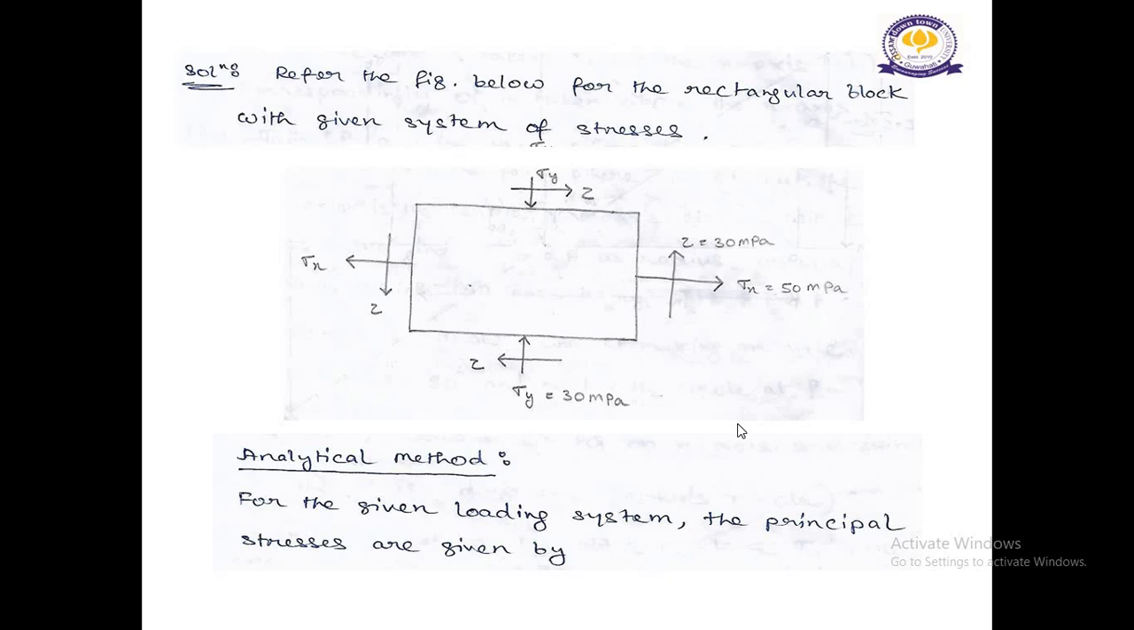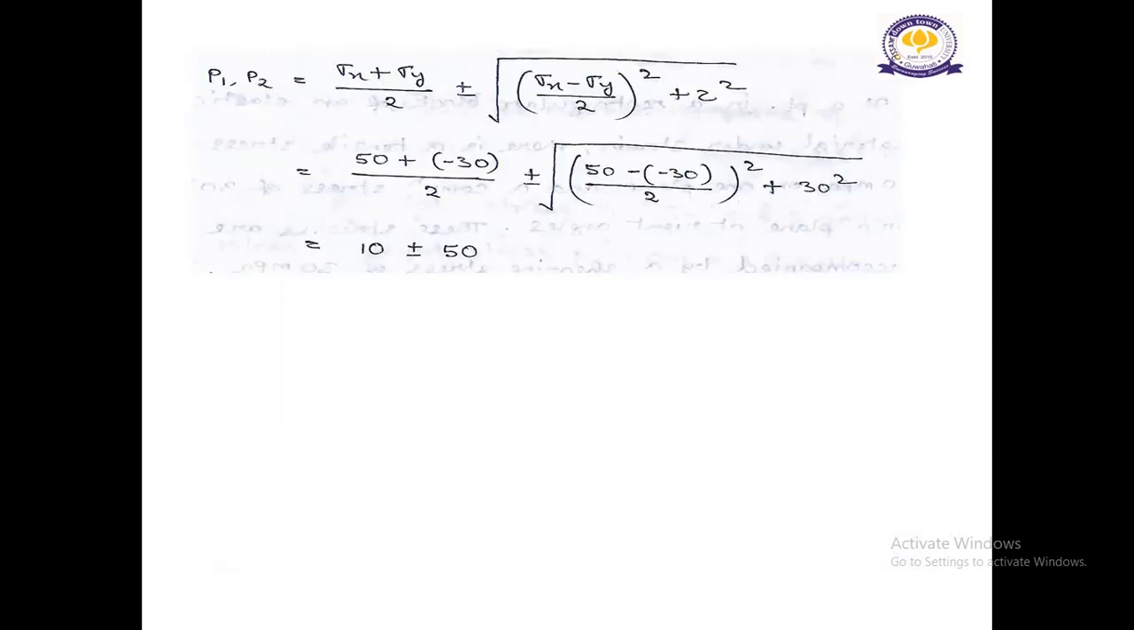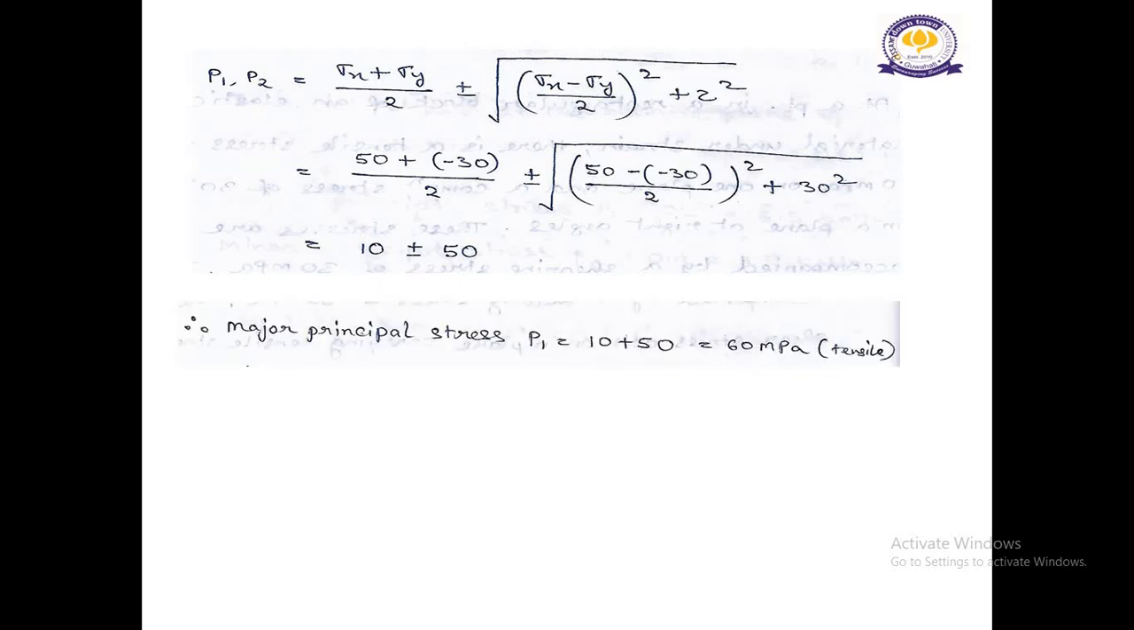For the given loading system, the principal stresses are given by P1, P2 equal to (sigma x plus sigma y) by 2 plus minus square root of ((sigma x minus sigma y) by 2) whole square plus tau square. As we have seen from the question, sigma x is given as 30 and sigma y will be minus 30. We put the values of sigma x, sigma y and tau, and after calculation we get 10 plus minus 50. Therefore, major principal stress P1 will be 10 plus 50 equal to 60 megapascal, which will be tensile, and minor principal stress P2 will be 10 minus 50 equal to minus 40 megapascal, which will be compressive.